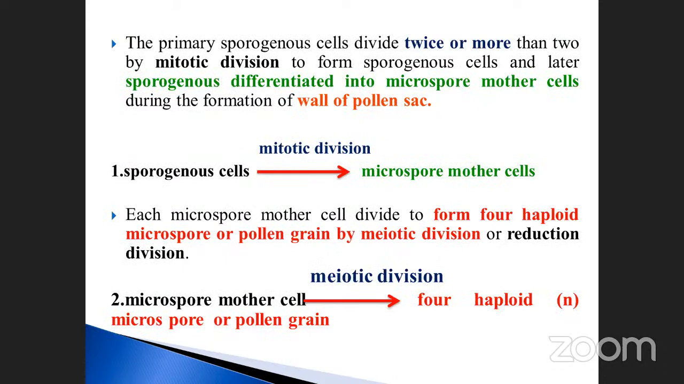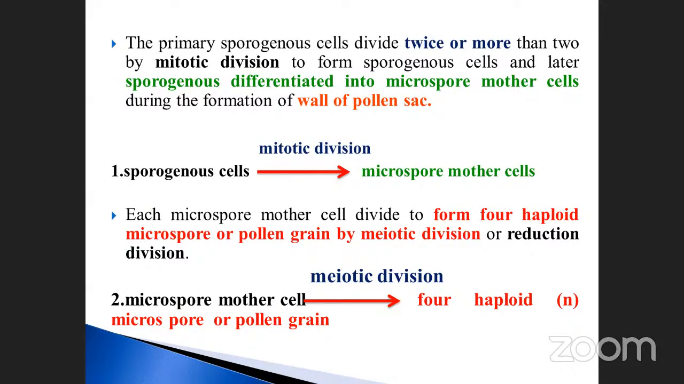The sporogenous cells undergo a mitotic division. It gives microspore mother cells. The microspore mother cells once again enter into the next reaction. That means microspore mother cells undergo the meiotic division. Here the mitotic divisions, here the meiotic divisions. As a result, you will get 4 haploid microspores or pollen grains. This is also very, very important.